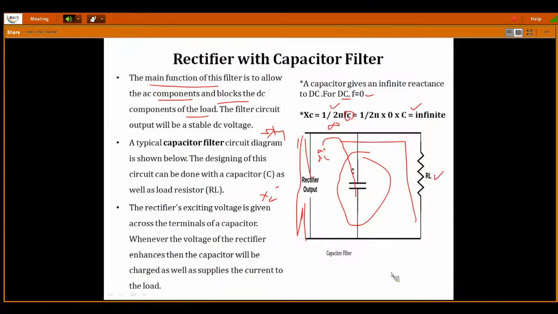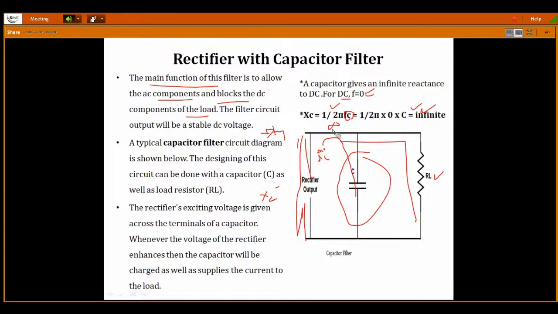Now, this capacitor blocks the DC. This is a simple relationship: the capacitor reactance is 1 by 2 pi FC. The frequency component is 0 for a DC signal, so 1 by 0 is infinity and the reactance is infinity. Reactance is nothing but resistance, so infinite resistance means nothing will pass through it. That means the DC signal will not pass through the capacitor.